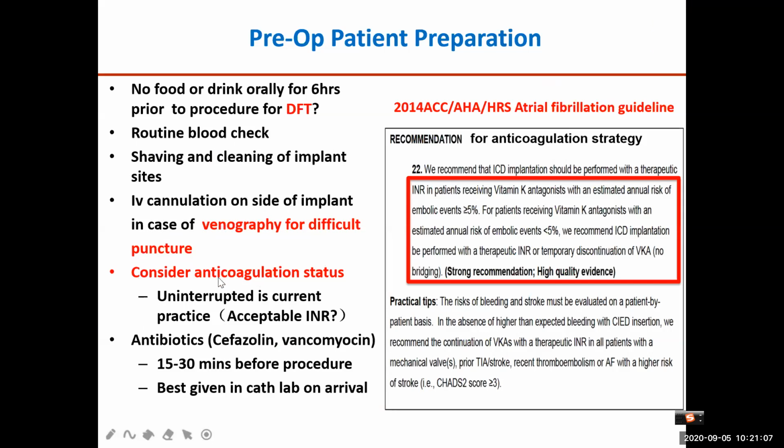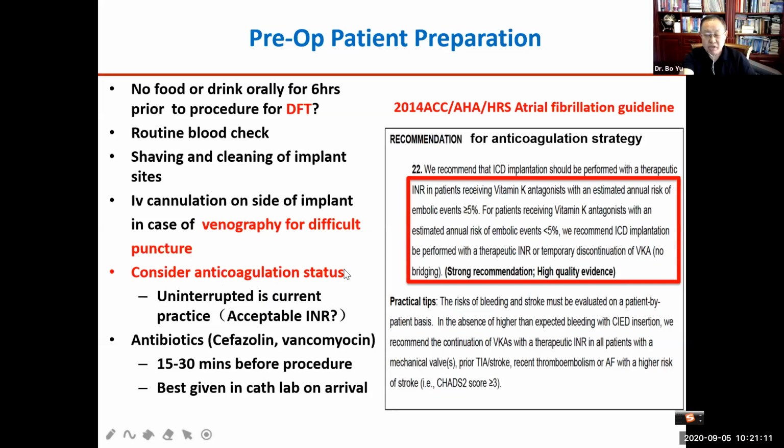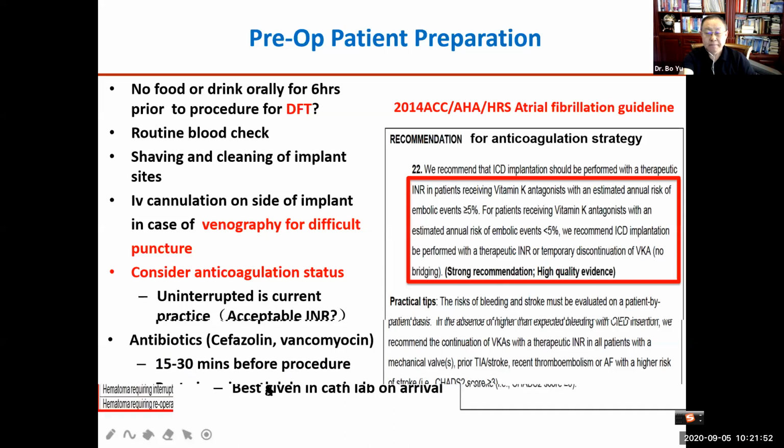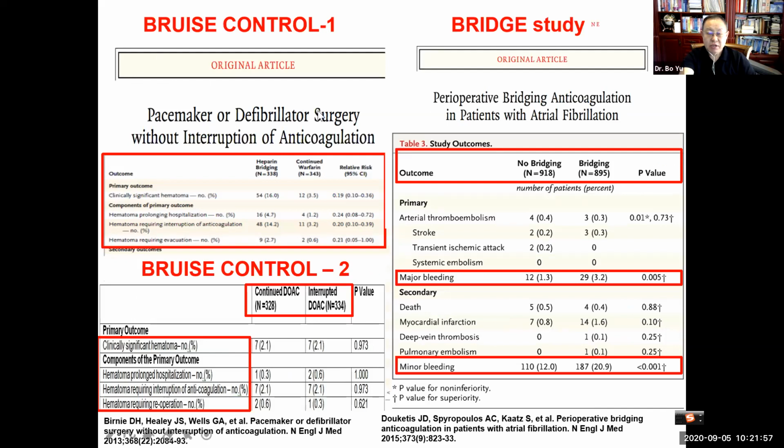Also, you may consider the anticoagulation status. In some patients with atrial fibrillation or valve disease, the patient may be taking warfarin or NOAC. So during this time, you have to talk with the patient or analyze the clinical data. If the annual risk of embolic events is greater than 5%, you had better not stop VKA or NOAC. Also, during or before the procedure, you may give the patient antibiotics. There are 3 important clinical trials showing that pacemaker and defibrillator surgery without interruption of anticoagulation may be beneficial for patients.